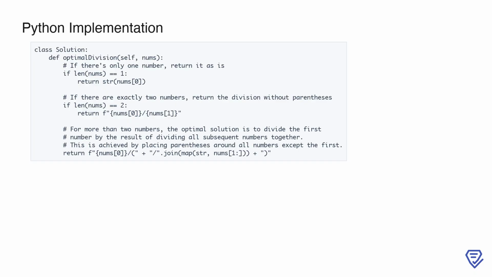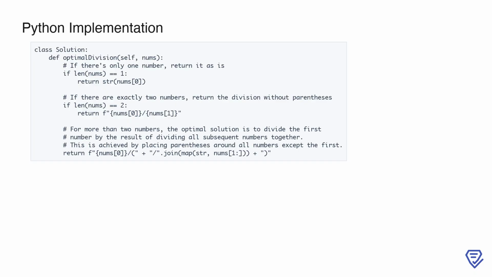For cases where there are more than two numbers, the optimal strategy involves dividing the first number by the result of dividing all subsequent numbers together. To achieve this, parentheses are placed around all numbers except the first. This ensures that the division of the subsequent numbers is maximized first, and then the result is used in the initial division. The code constructs the output string using Python's f-string for concise formatting.